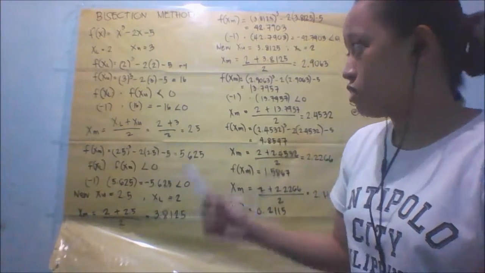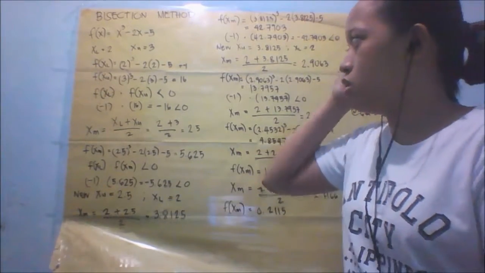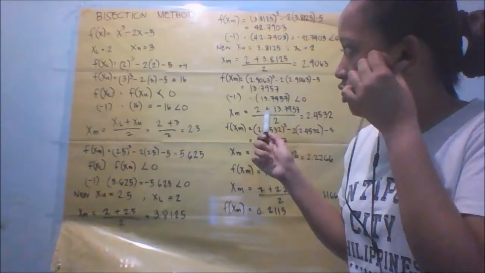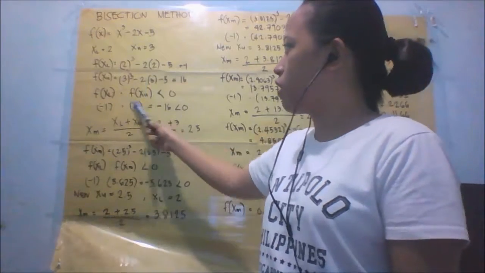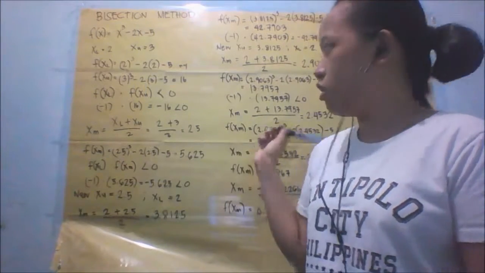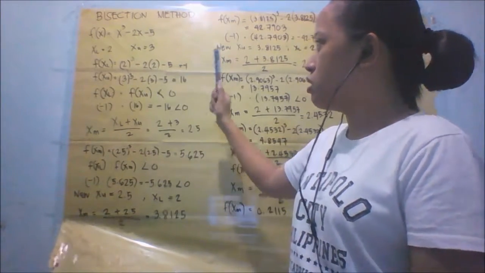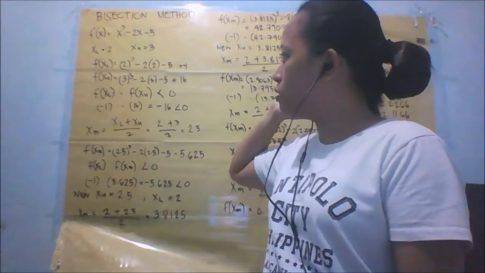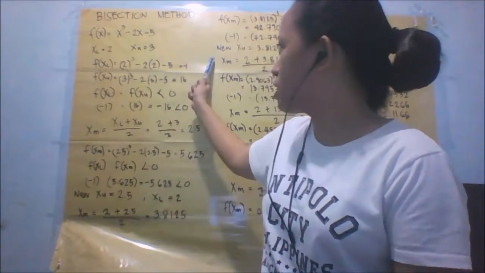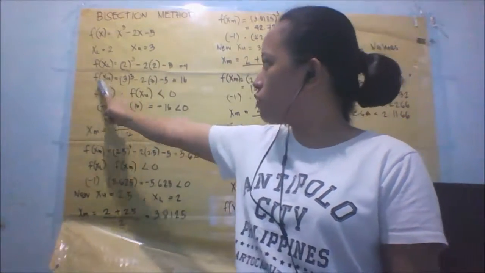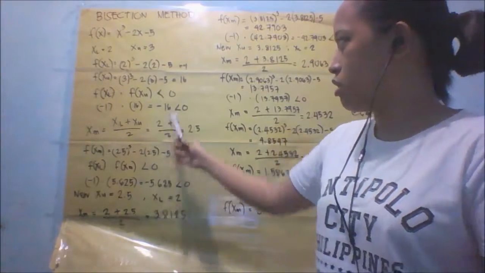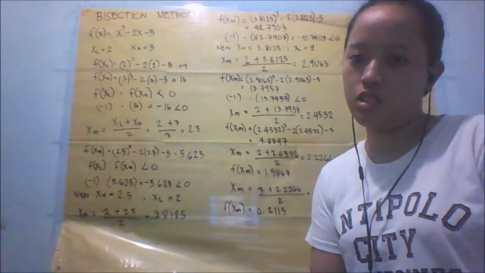So if you multiply your f of xl and f of xu, it should be negative, or less than 0. So we have here f of xl, which is negative 1, multiplied by 16, which is our f of xu, equal to negative 16, which is less than 0.